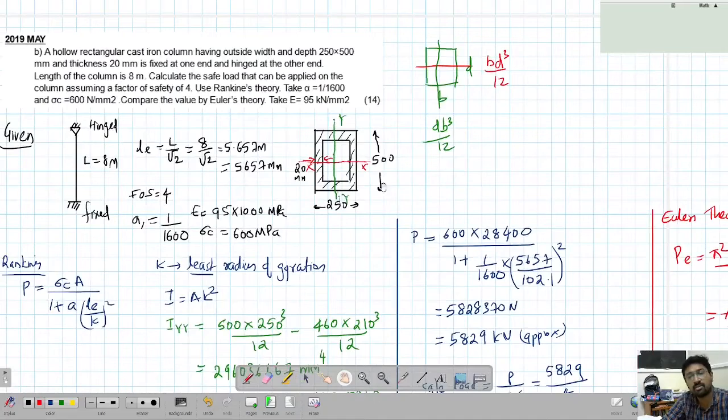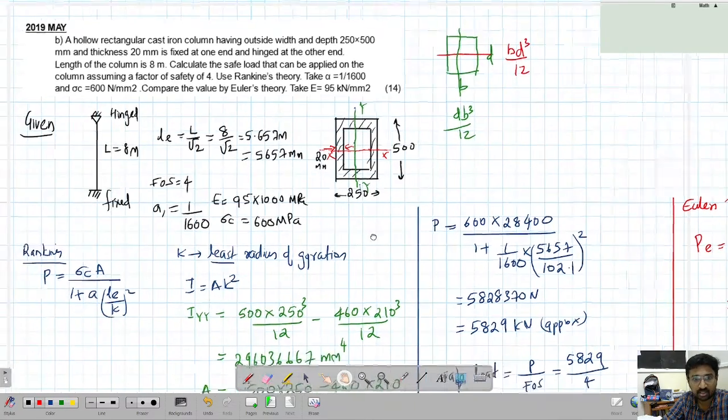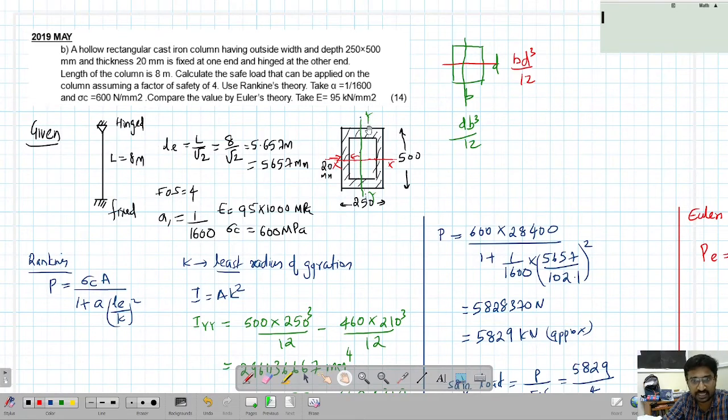Now be very careful. The most confusing part of the problem is which I you have to take. Since it is a rectangle, we can have two I. So we have to take the I which gives the least value. This is also known as the weak plane, because the column will be buckling in that plane. You don't have to worry about this in a circular section. All the previous problems were circular sections, so this worry was not there. This is given as a rectangular section, so this is slightly challenging.